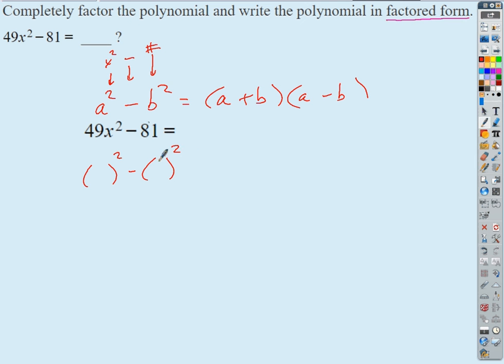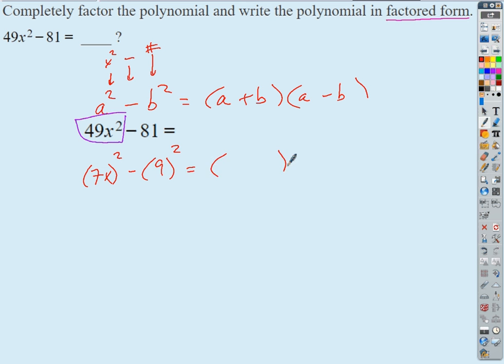Okay, so the 9 makes sense, right? Because 9 squared equals 81. But the other one's a little bit tricky. Okay, good, because whatever I put in these parentheses, when I square it, I have to get that whole thing. So it's going to be a 7x, isn't it? Right? Because 7x times 7x is 49x squared. Okay? So now I know what my a is and I know what my b is.